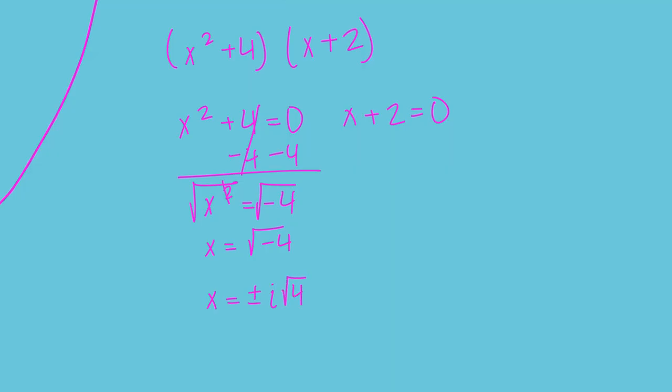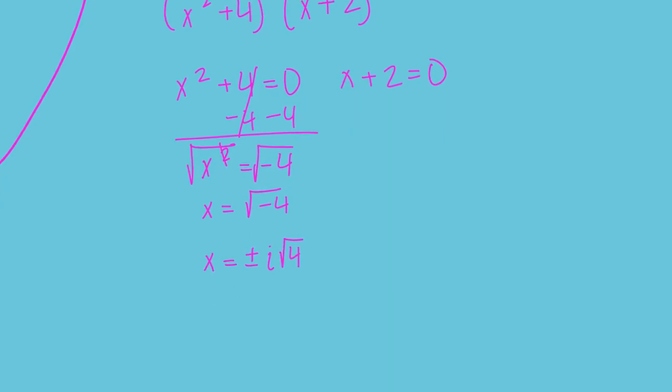And is the square root of 4 a perfect root? Yes. So I have x equals plus or minus 2i. Keep in mind, how many answers is this? This is 2 answers. How is it 2 answers? I have a positive 2i and a negative 2i. And then the last one should be pretty easy. You're just subtracting 2 from both sides, and you're going to get x equals negative 2.